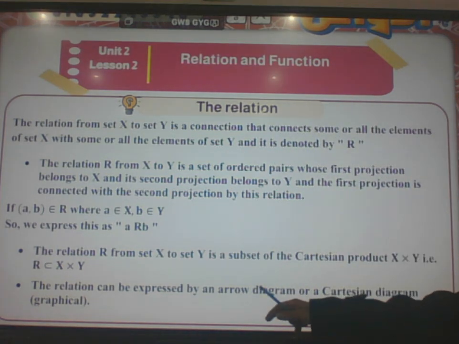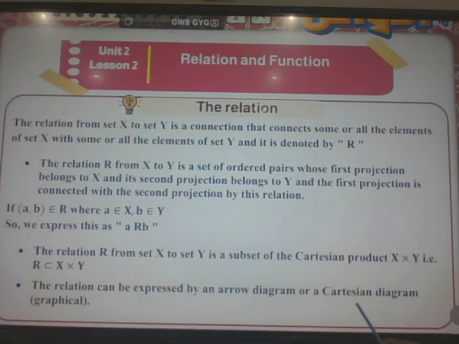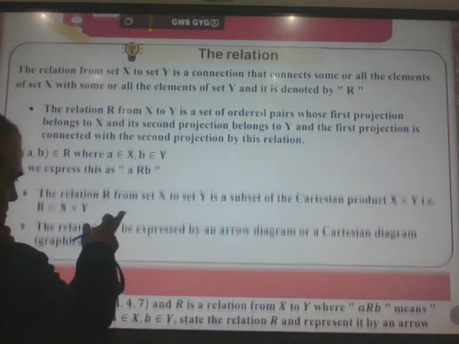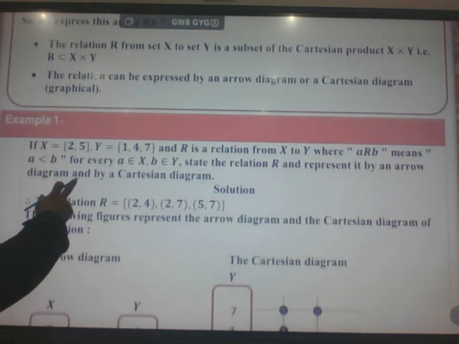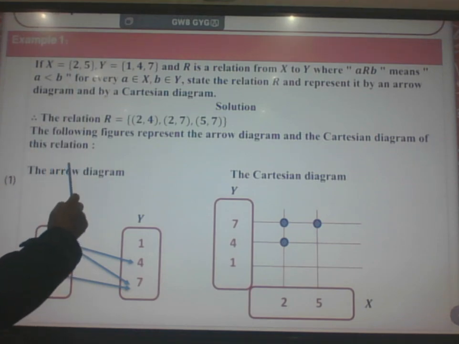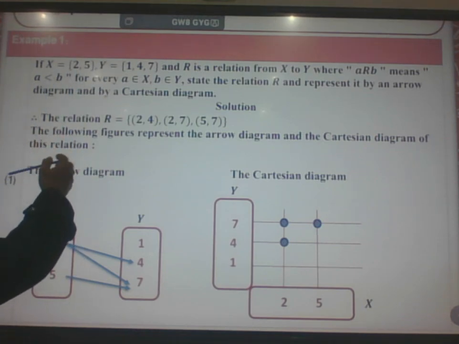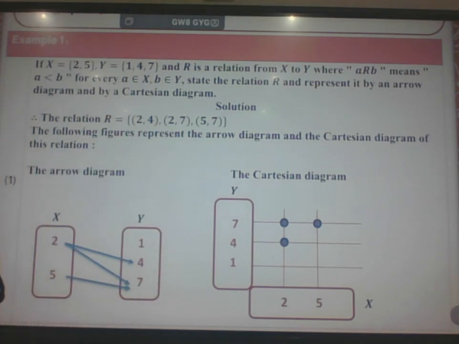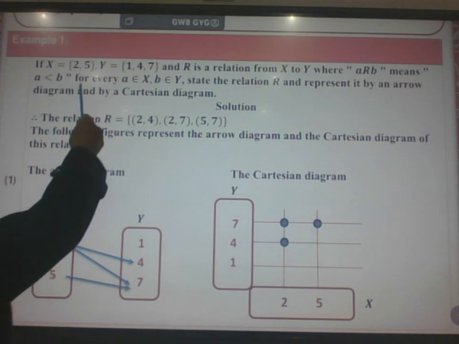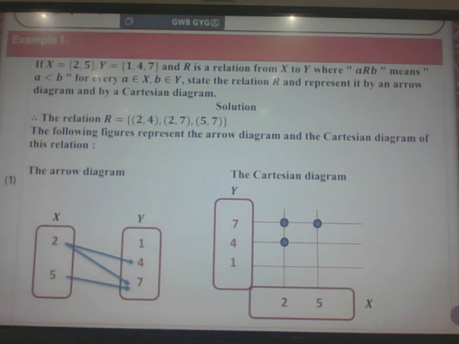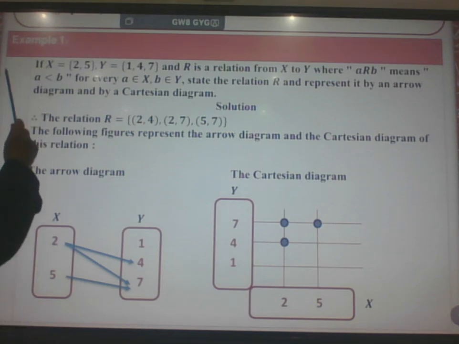The relation can be expressed by an arrow diagram or a Cartesian diagram. We can draw the relation between them like an arrow diagram or Cartesian diagram. Like this. First question. Look with me. We have a relation between X and Y. The relation says a is less than b. Like this: 2 is less than 4, 2 is less than 7, written as ordered pairs, and also 5 is less than 7. The solution here: relation between X and Y, a less than b.